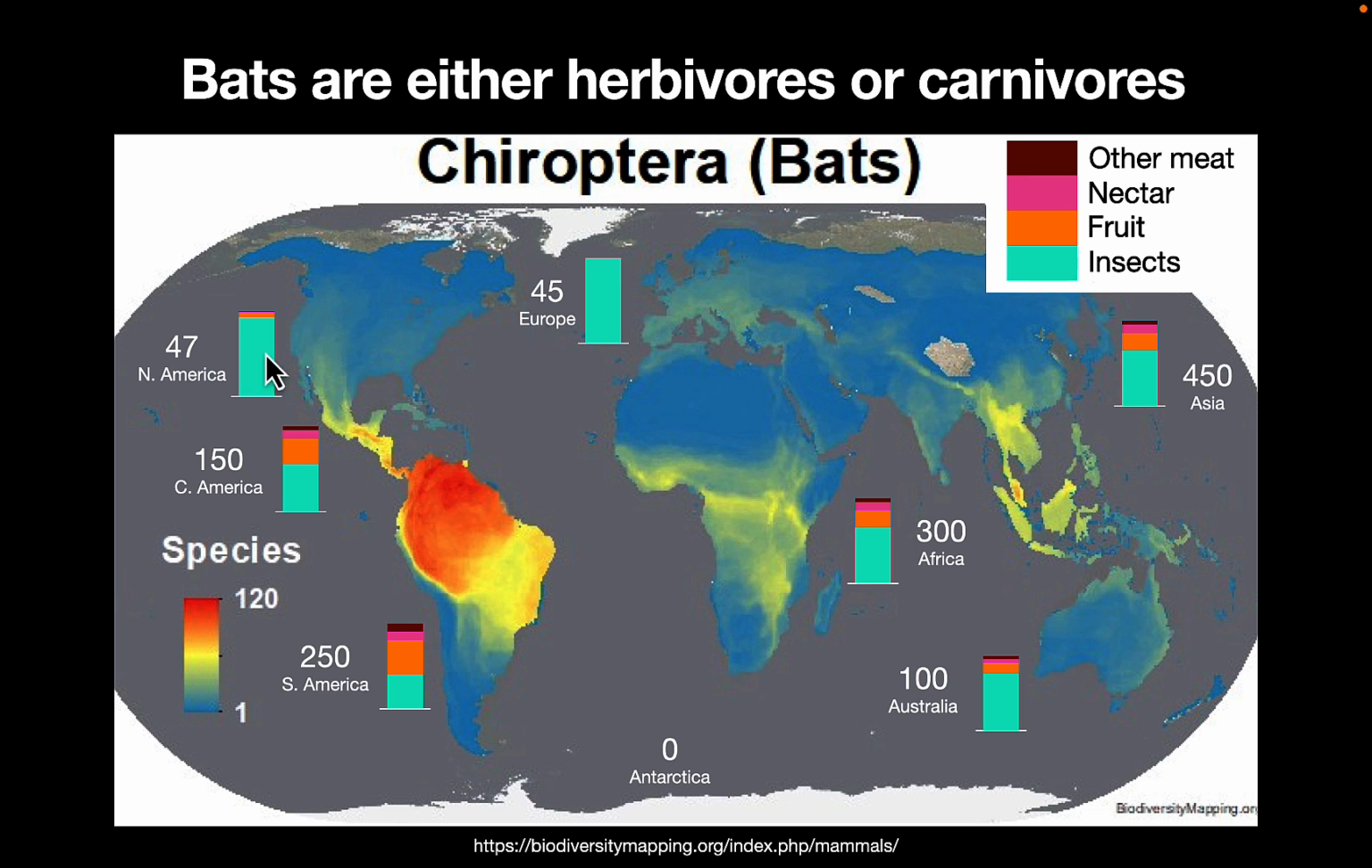So we said that in California, most of our bats eat insects, but there are a few other types that eat fruit, nectar, or other meat. In Europe, they're all insect eaters. There are no other types of bats in Europe.